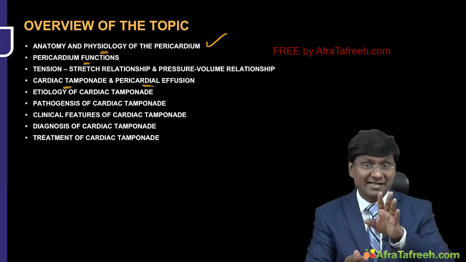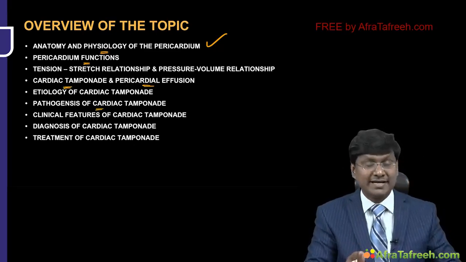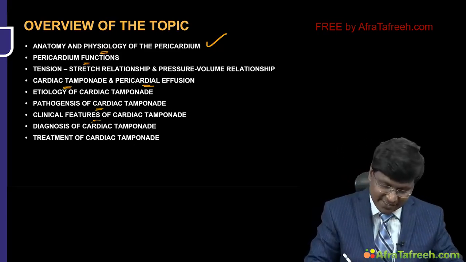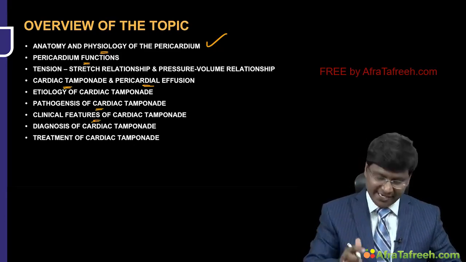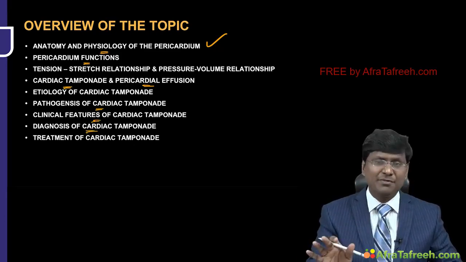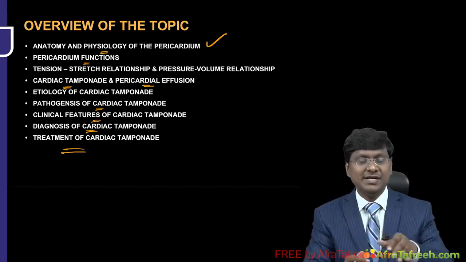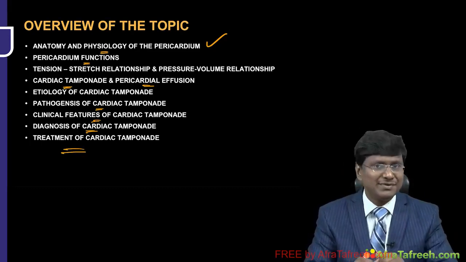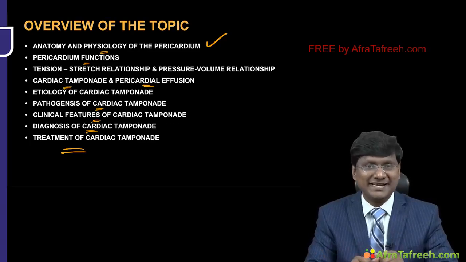The difference is the rapidity with which the fluid is accumulating. Then the pathogenesis of cardiac tamponade: it is basically diastolic dysfunction and diastolic collapse of the ventricles. Clinical features: sudden onset dyspnea, and they will have the features of reduced cardiac output. Diagnosis, very important, is by 2D echo, and the treatment of choice is pericardiocentesis. Depending upon the underlying etiology, you need to do either closed or open pericardiocentesis. This completes the discussion of this very important topic, that is cardiac tamponade.